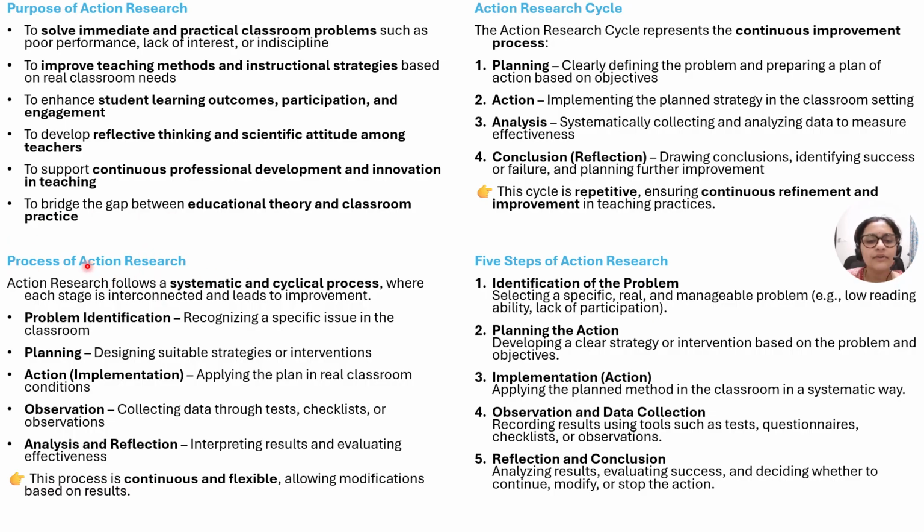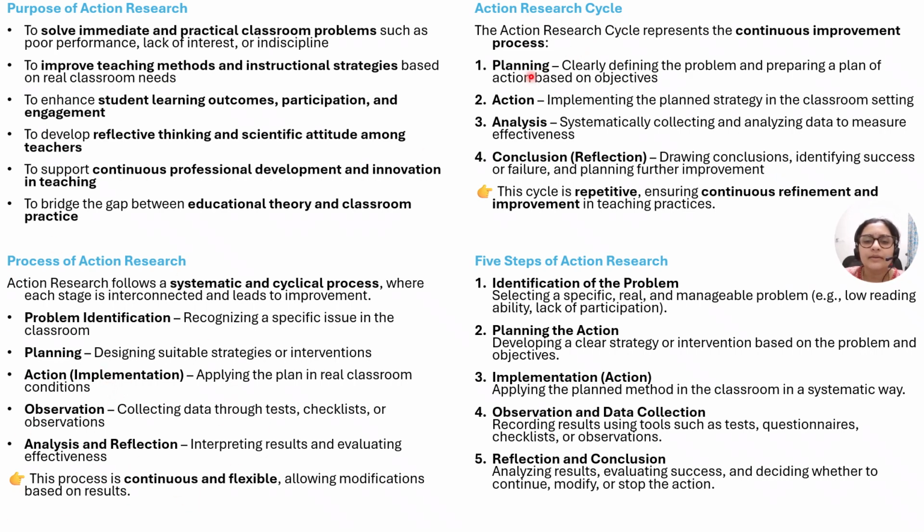What is the process of action research? Action research is a systematic and cyclical process. First you identify the problem, then you plan accordingly, then you act, that is the implementation. Then observe the action, then analyze and reflect. This is a continuous process. After analyzing, again you identify another problem, again plan, again take action, observe the action, and again analyze and reflect. So this is a continuous cycle.